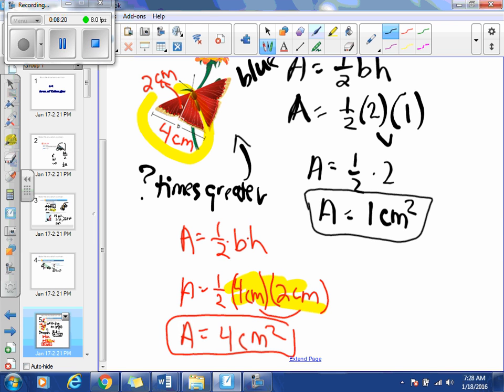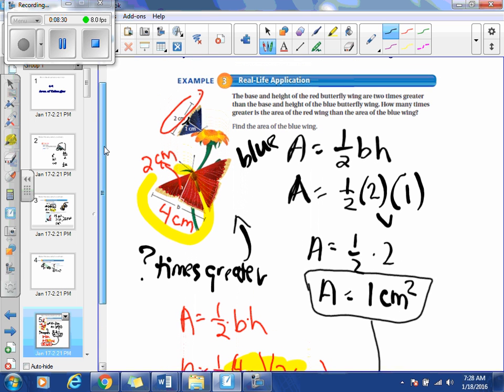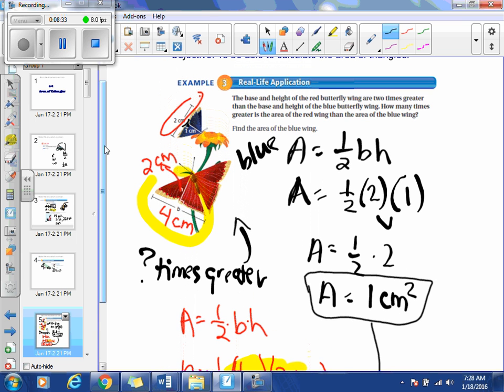So even though the base doubled and the height doubled in the red butterfly wing, right, the area, did the area double? From 1 centimeter to 4 centimeters? No, right? The area of the red butterfly wing is 4 times greater. And that's the answer to our question. How many times greater is the area of the red wing than the area of the blue wing? 4 times greater.